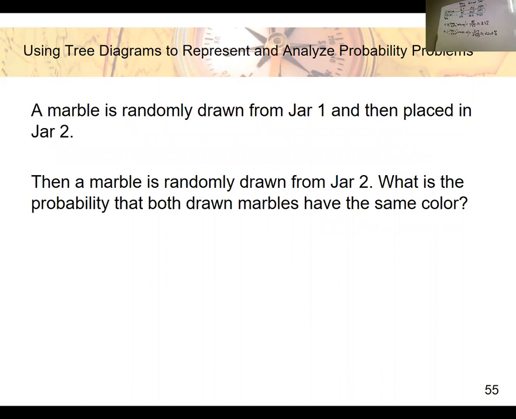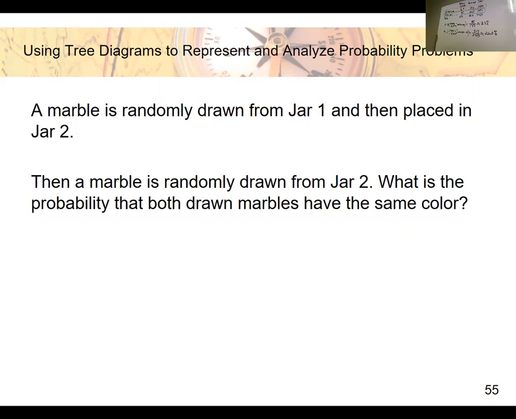Now let's say that a marble is randomly drawn from jar 1 and then placed in jar 2. And then a marble is drawn from jar 2. What is the probability that both drawn marbles have the same color?